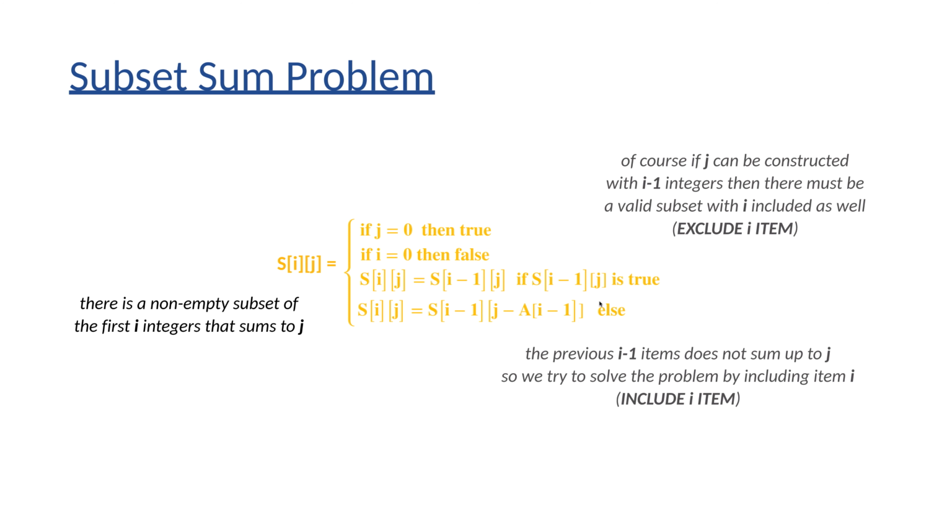So we come to the conclusion that we are not able to use the previous i-1 items or i-1 integers that sum up to j, so we try solving the problem by including the item i. So this is when we include the ith item, and this is why we have to decrement the value of j. What is j? j is equal to the sum. So if we include the item i, then of course we have to decrement j by the value of the item we have included.